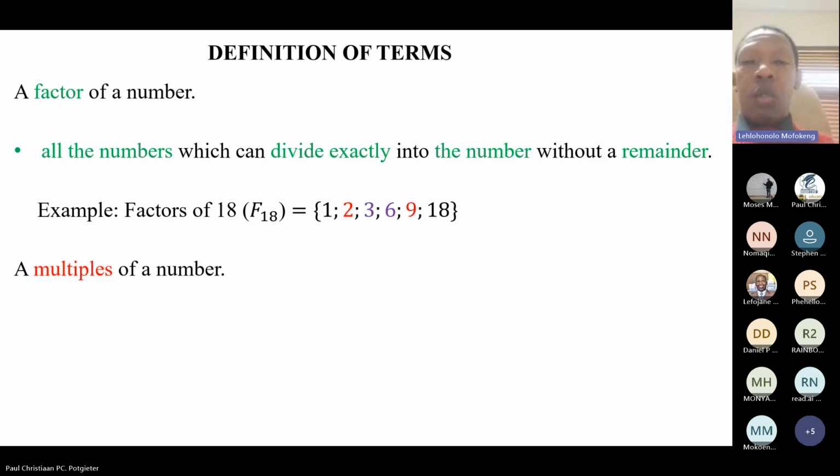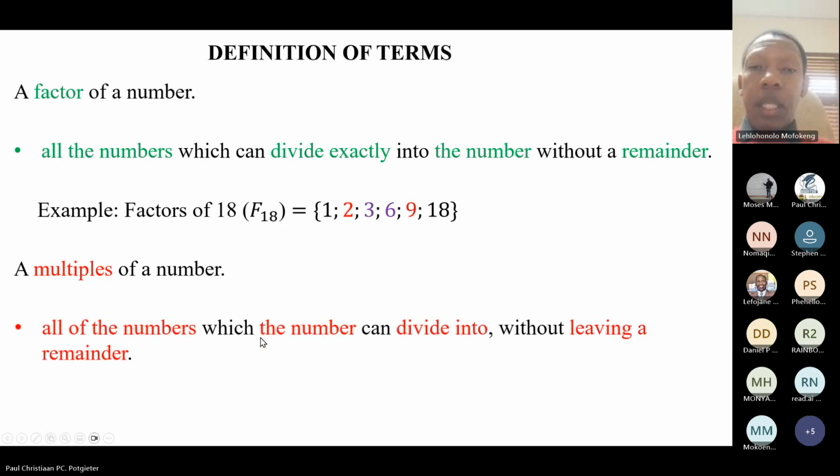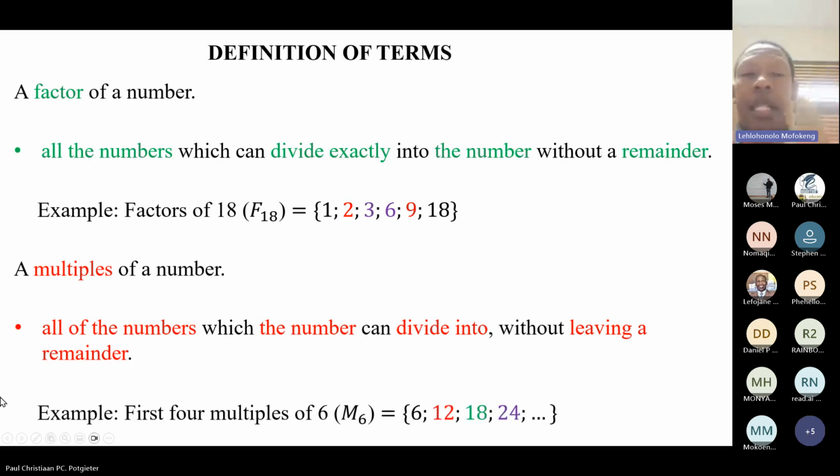Again, we are going to also look into the meaning of a multiple of a number. A multiple of a number is all of the numbers which the number can divide into without leaving a remainder. In other words, we are having multiples, and then this number can divide into these multiples. So those will be the multiples of that particular number. In this case, we are talking multiples of 6. We have 6, we have 12, 18, and 24.